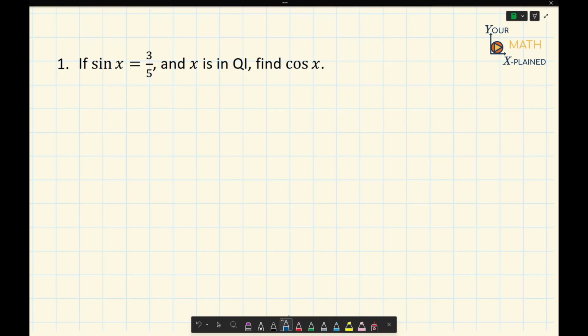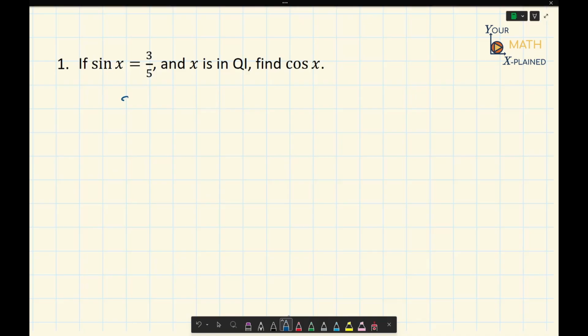For our first example, we're given that sine of x is equal to 3 over 5, and x is in the first quadrant. We're asked to find cosine of x. We've done questions like this before, where we would draw a right angle triangle and then use our quadrant knowledge to figure out what cos x is. But here we want to demonstrate the power of these identities to get to the same solution.